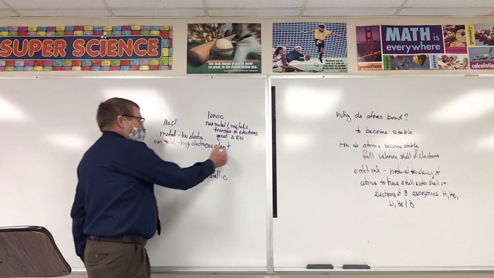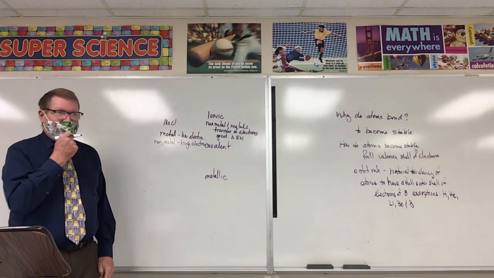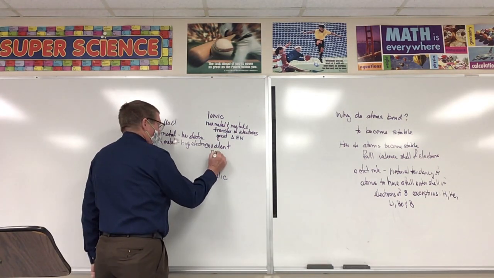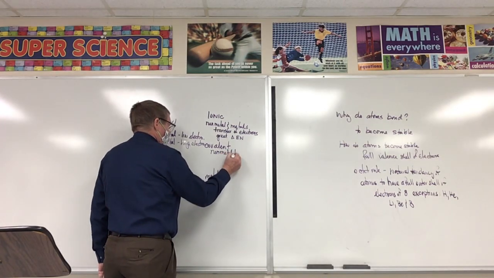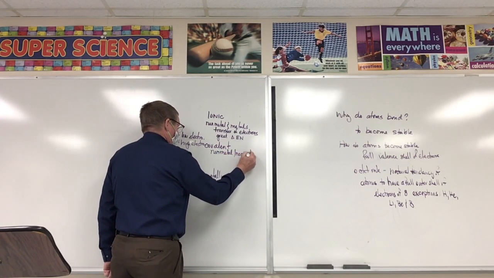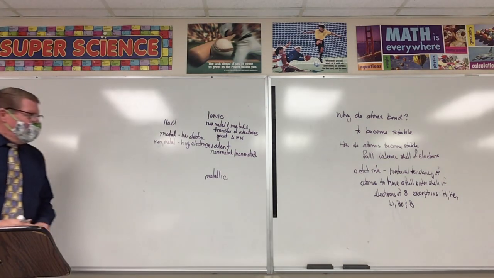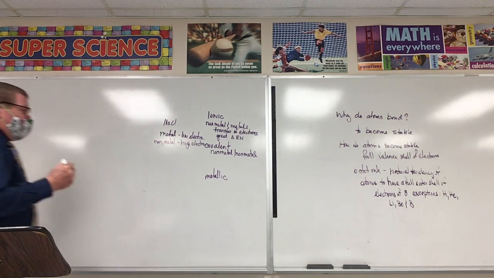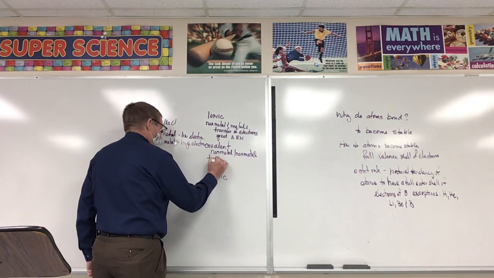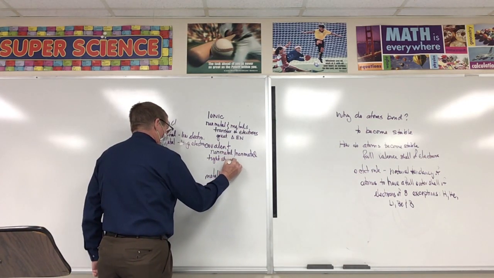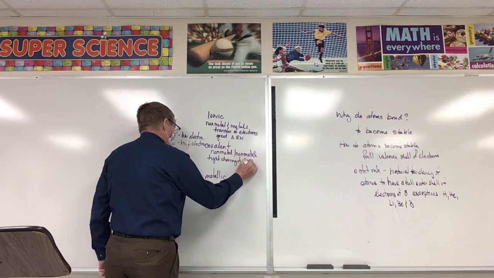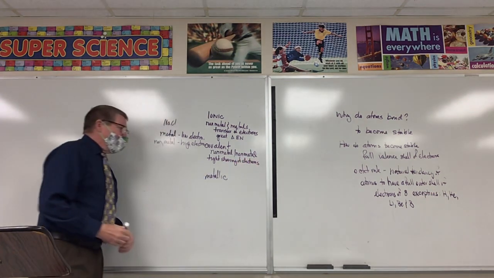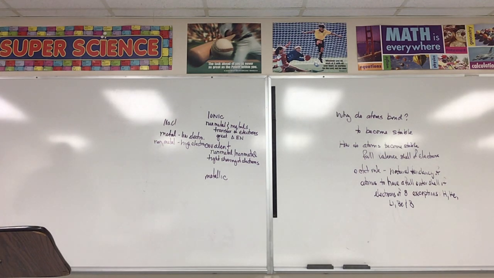Covalent occurs between a non-metal and a non-metal. What's happening? There's a tight sharing of electrons. Why do we have a tight sharing of electrons? They both have high electronegativity.